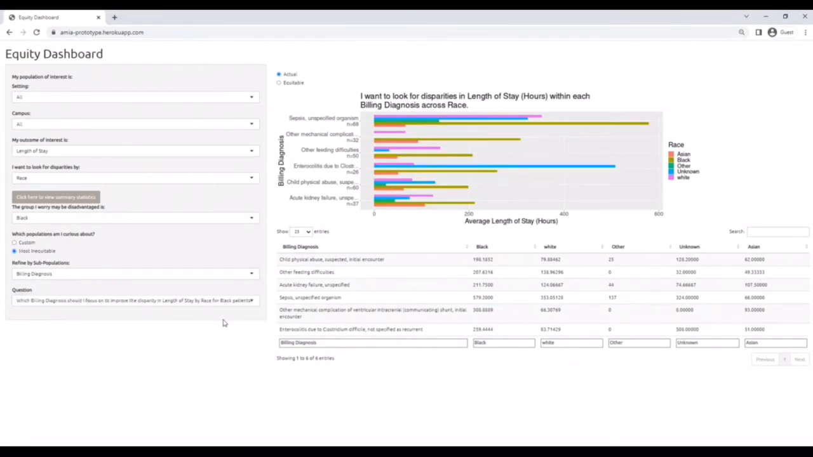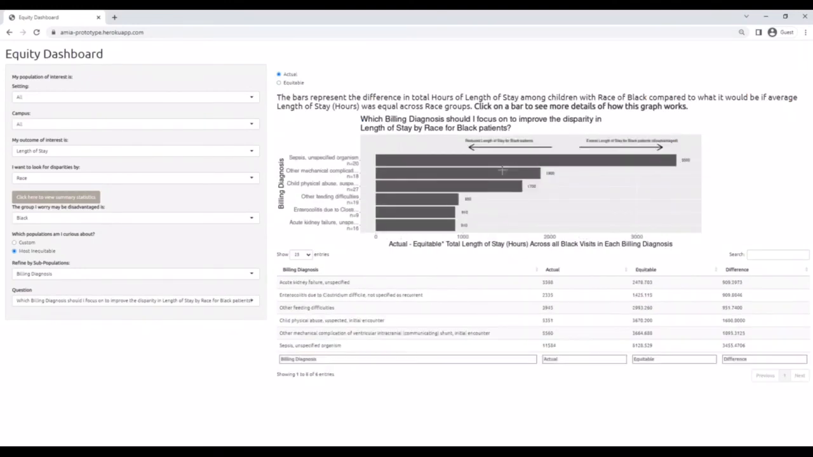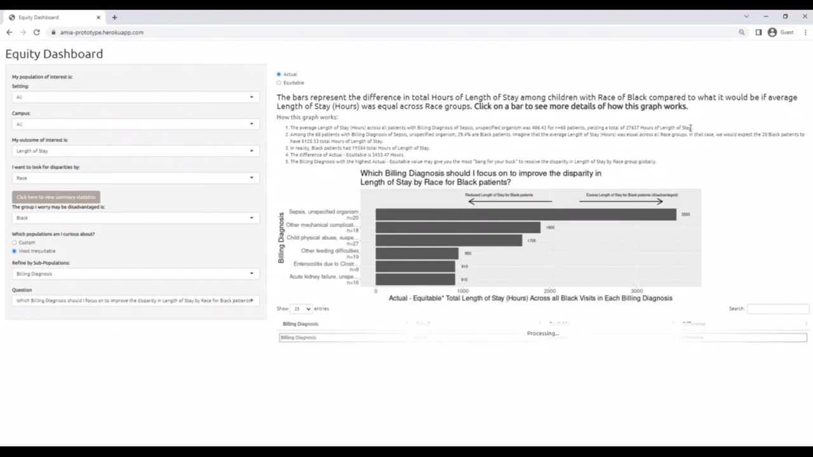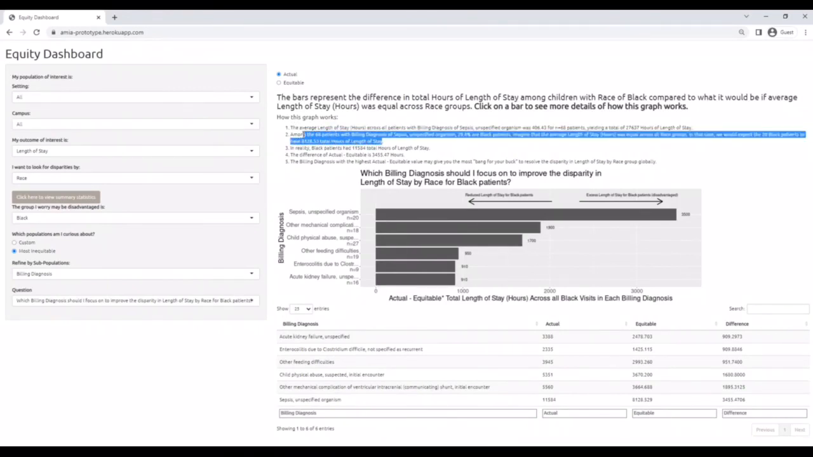The second graph shows the difference between the actual and equitable total hours of length of stay for Black patients with each billing diagnosis. When we click on any of the bars, we can see the under-the-hood calculation for each billing diagnosis. The average length of stay for all 68 patients with sepsis unspecified organism was approximately 406 hours. If the average length of stay for sepsis patients was this value for every race, we would expect the 20 Black patients with sepsis to have approximately 8,128 total hours of length of stay.